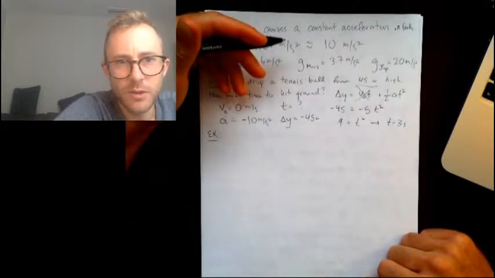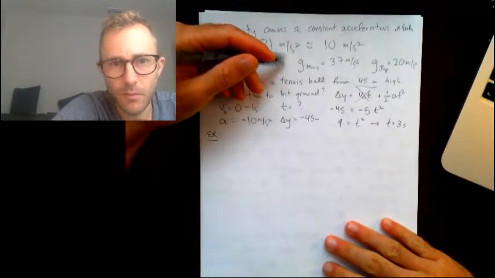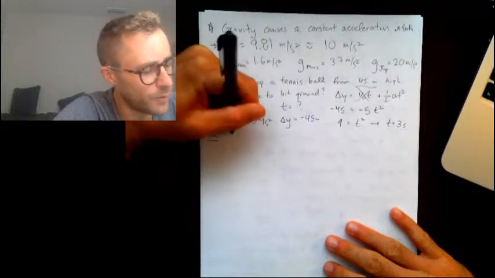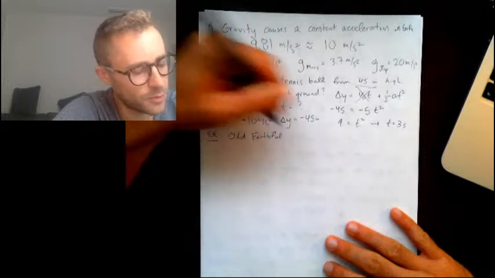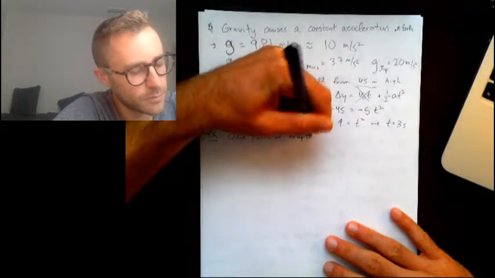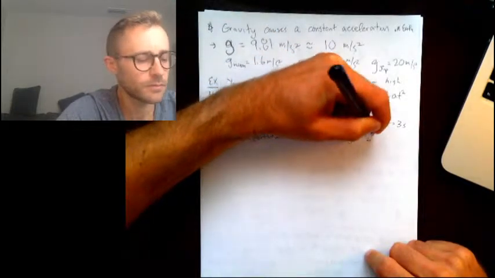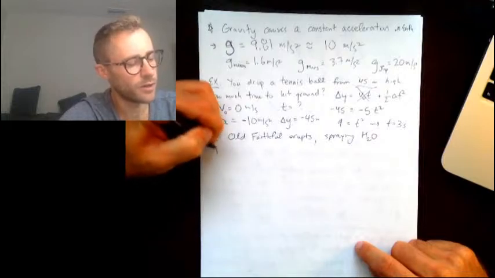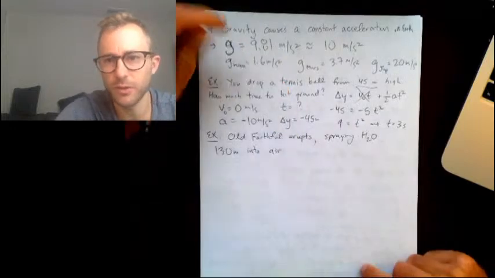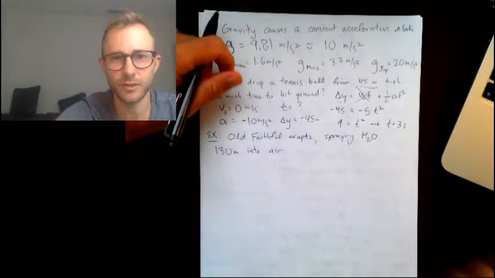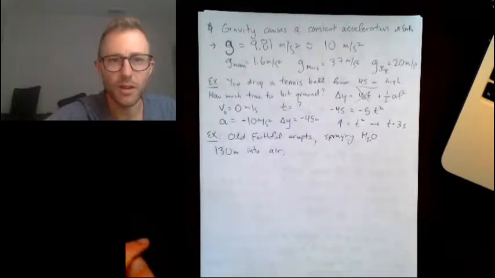Do you guys know what Old Faithful is? Old Faithful, the geyser. Let's just say Old Faithful erupts, spraying water let's say 130 meters into the air. I've never seen Old Faithful in person, so I don't know how high the column of water actually is. That's probably way too high, but you know, that's fine.